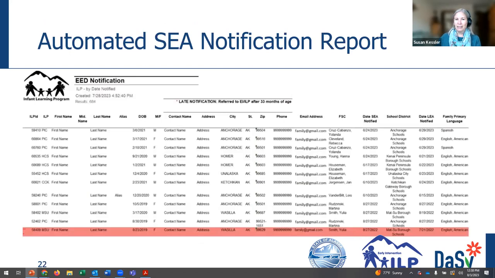This is just a screenshot with all of the data removed of what our notification dashboard looks like for our partners at Department of Education. So you can see it has the name of the infant learning program regionally that the child is enrolled in, the child's basic info, contact information, all of the things that you would expect to see on this report. So DEED, Department of Ed, can log in at any time and see this report updated in real time. And we do have a call out for children who had late notification, because we found that's a data complication as well, is that those late notifications that happen after 33 months can be a little bit of a data issue.